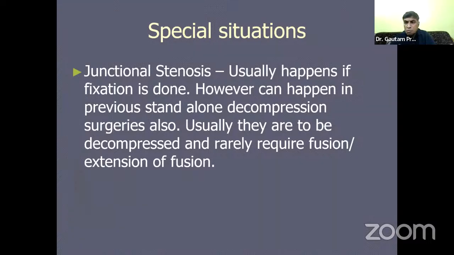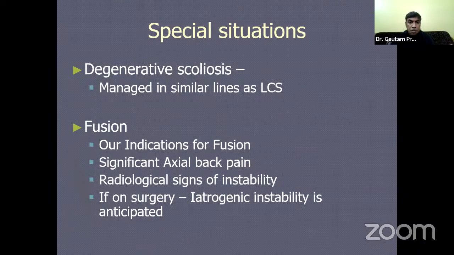Suppose a facet at the upper level has been removed, or the joint has been damaged, it can lead to stenosis at that junctional area. So in such cases, if there is no documented instability by dynamic X-rays, only decompression will suffice. But if there is a dynamic instability, always add in fixation in such cases.